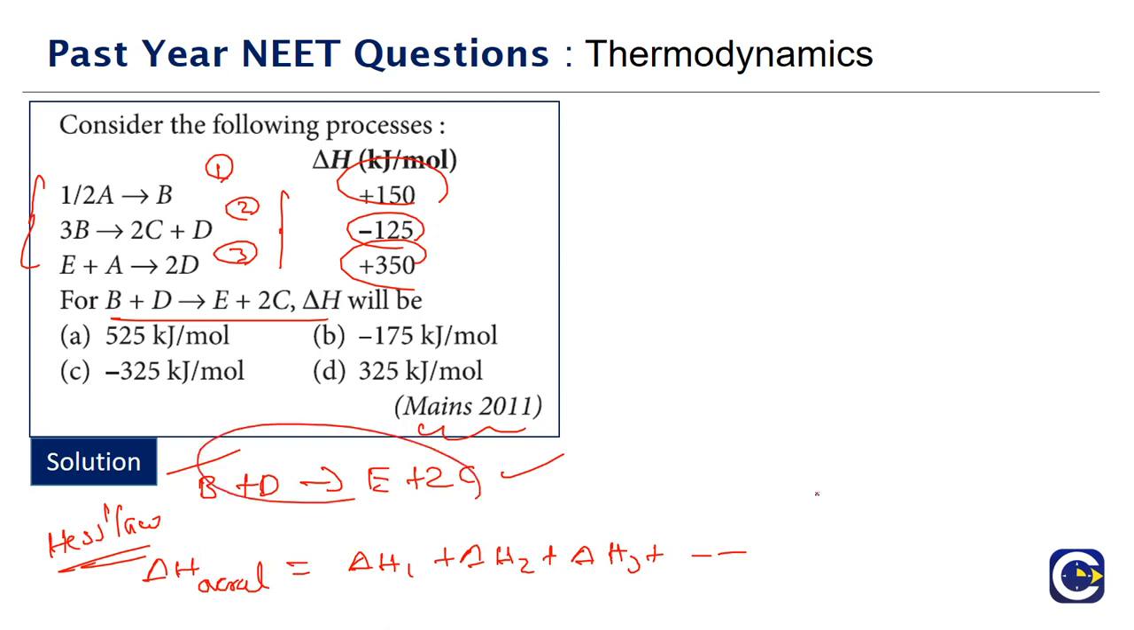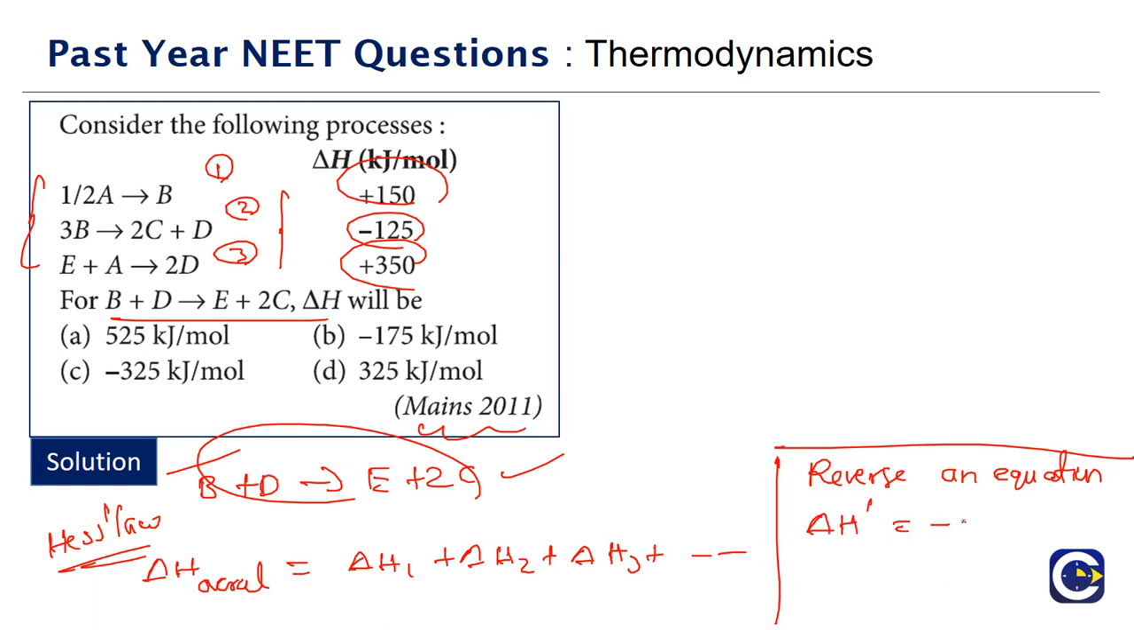And while doing it, sometimes what happens is we may reverse an equation. So reversing an equation means the enthalpy change for that modified equation will be the negative of the enthalpy change of the original equation. Means when we reverse an equation, the modified equation enthalpy change will be what? Negative of the original equation enthalpy change.